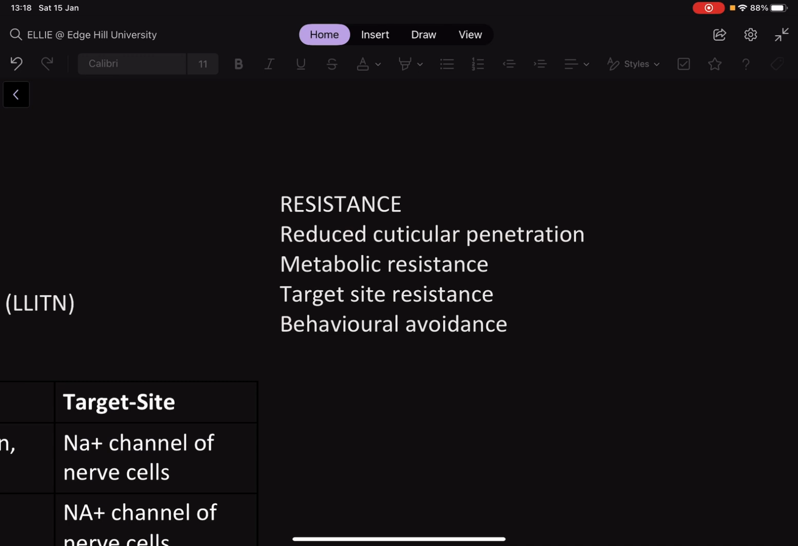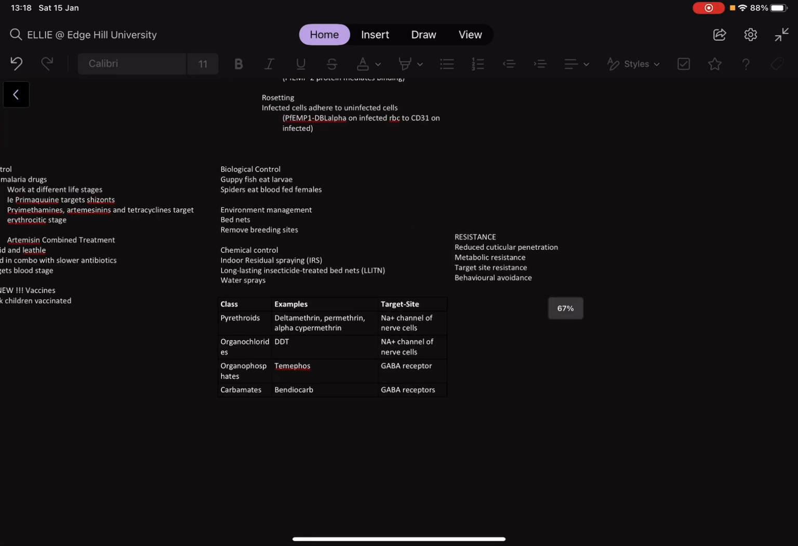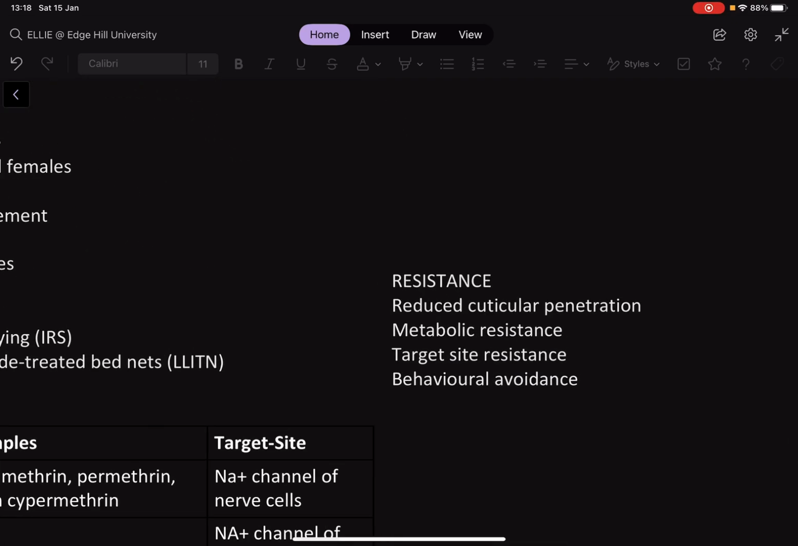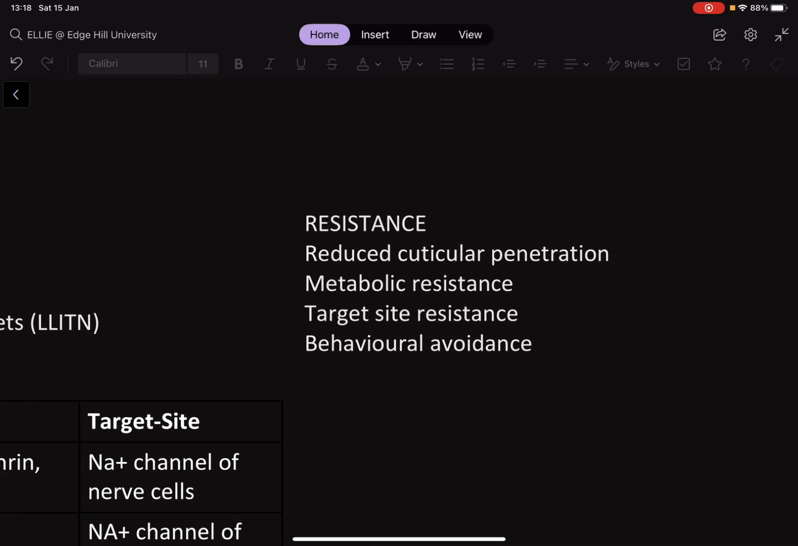And then you have behavioural avoidance. So as I said, they tend to bite between 12 o'clock and 5 o'clock in the morning, so they bite at night. They can do behavioural avoidance and they have started biting earlier on in the day. So this means that bed nets won't work because you're not going to be in bed when they can bite you. You're going to be out and about doing some work.